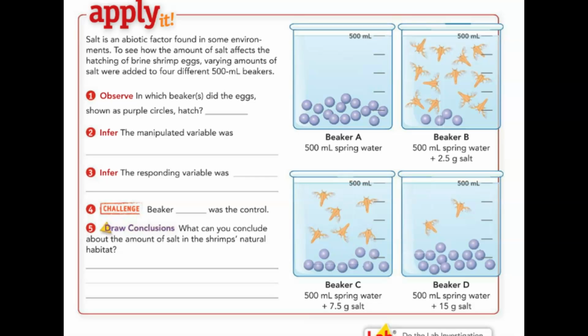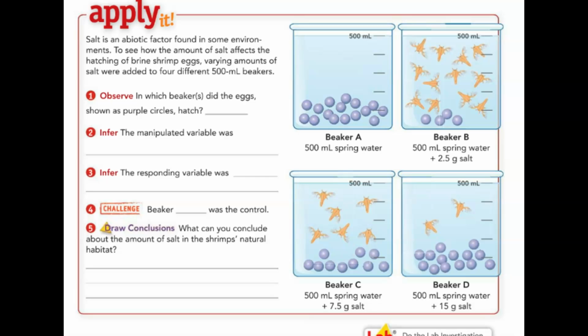Number 4 is a challenge question. Which beaker was the control? If you said beaker A, you would be correct. Beaker A had nothing else added to it besides just the eggs and 500 milliliters of spring water. The other beakers had salt that was also added to the 500 milliliters of spring water. So beaker A was the control.